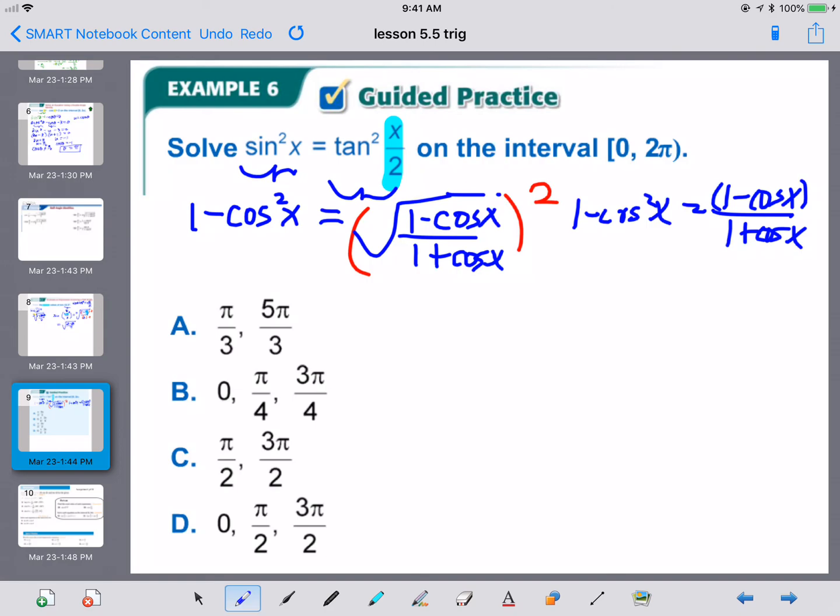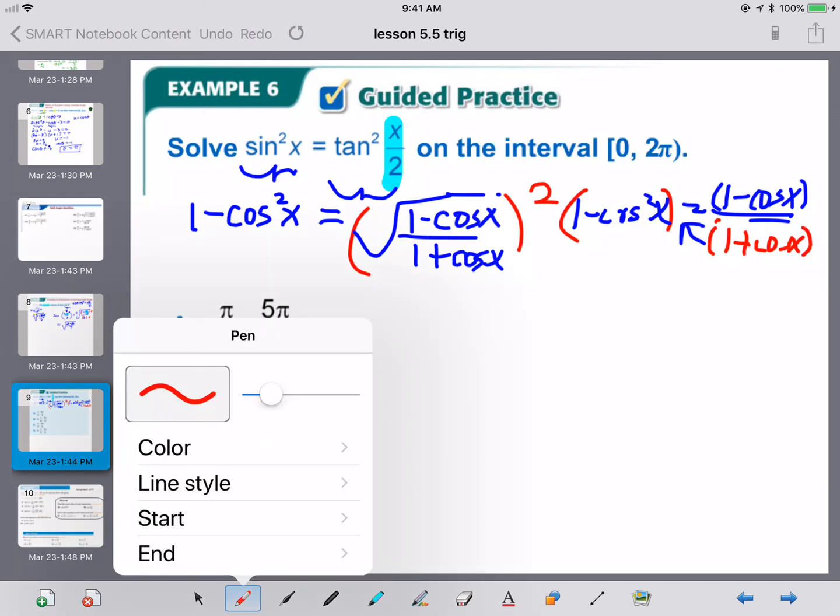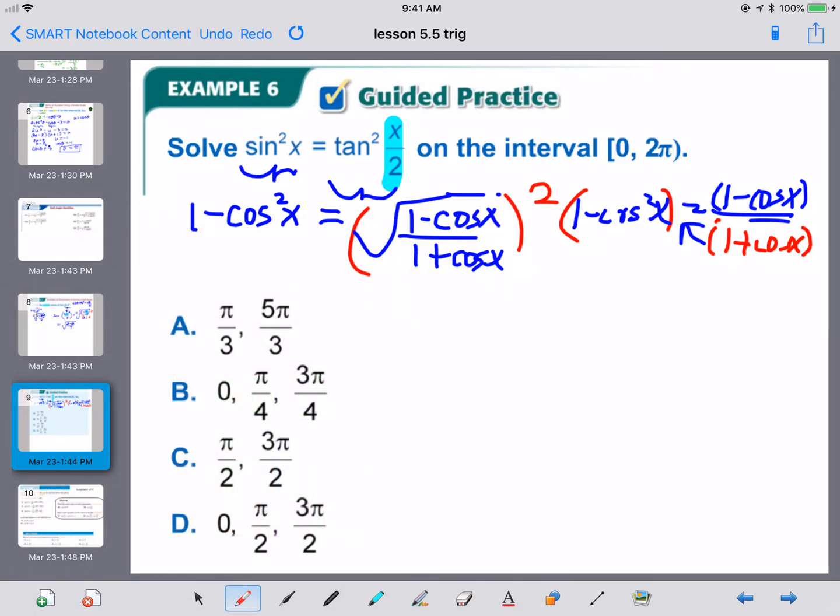We need to cross multiply. So this needs to multiply over there. Put the left side in parentheses to remind you that we're going to have to FOIL that. So we're going to have to FOIL 1 plus cosine times 1 minus cosine squared. When we do that, on the left side, we're going to get 1 plus the cosine minus cosine squared minus cosine cubed equals 1 minus cosine.